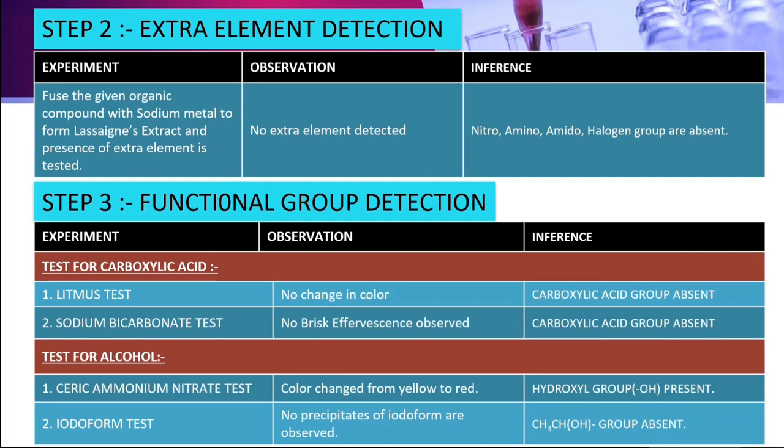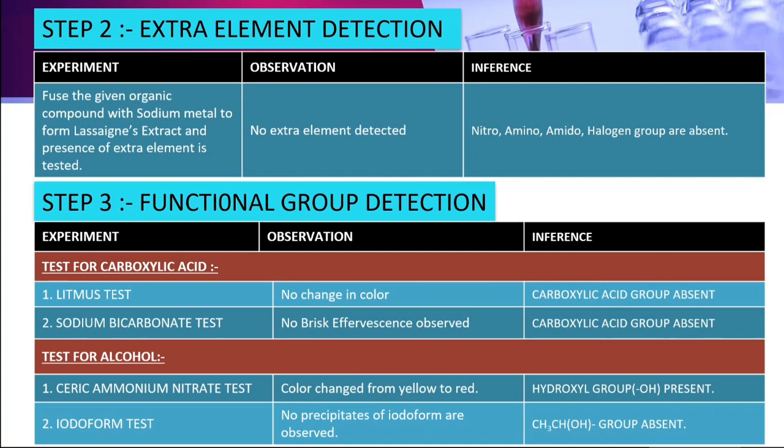Then the second test is the iodoform test. Usually we perform this test for alcohols to confirm whether our alcohol contains the CH3CHOH group. Also, this test is performed for methyl ketones.